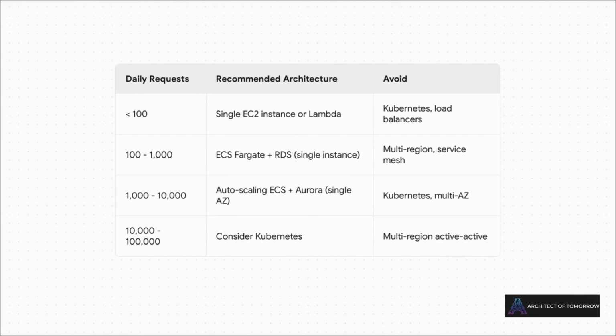Well, you use a data-driven framework like the one you see here. You match your architectural choices to your actual traffic, not some hypothetical future scale. If you have fewer than 100 requests a day, a single virtual machine or a Lambda function is all you need. You shouldn't even be thinking about Kubernetes until you're way past 10,000 daily requests. This gives you a clear, rational way to scale your complexity as you grow.